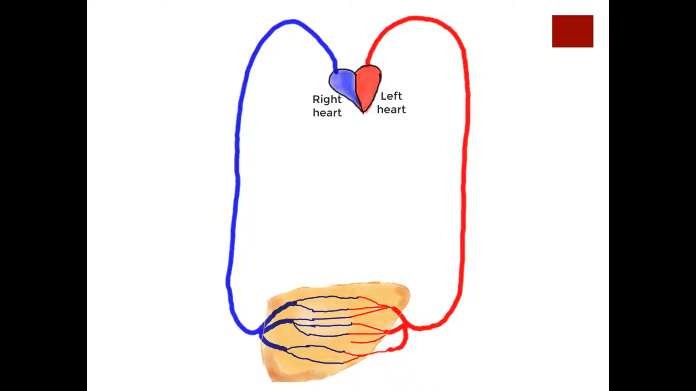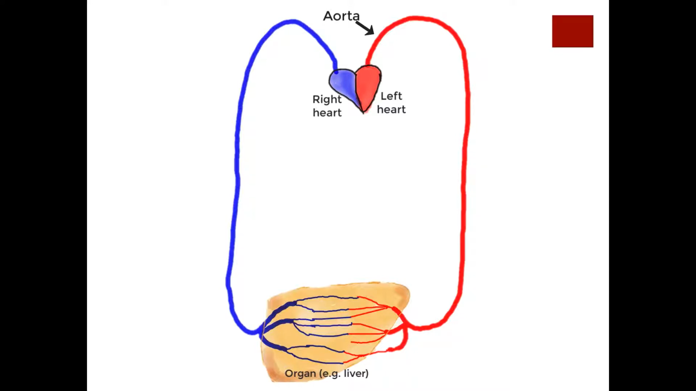Down here at the bottom of this diagram, we have an organ. I drew it shaped like a liver, but it could be any organ or any tissue in the body because remember, every cell and tissue in our body needs a blood supply to survive. So to start out with, we have coming directly off the top of the left heart, the aorta.